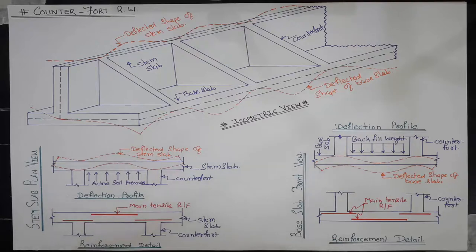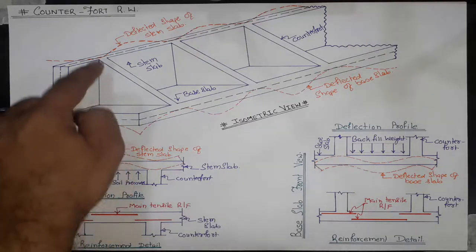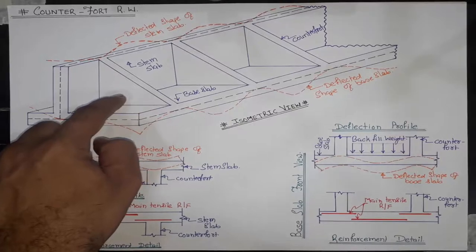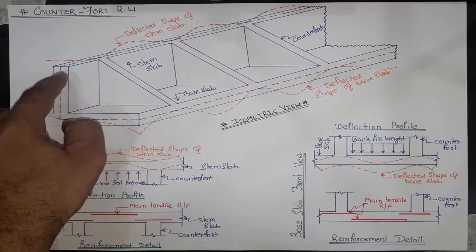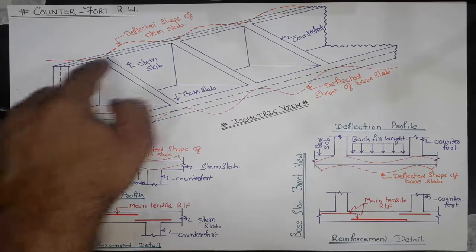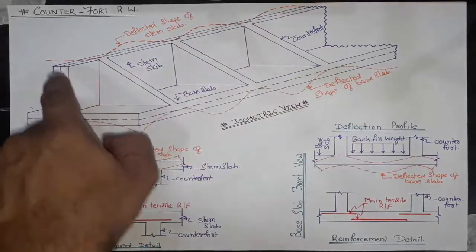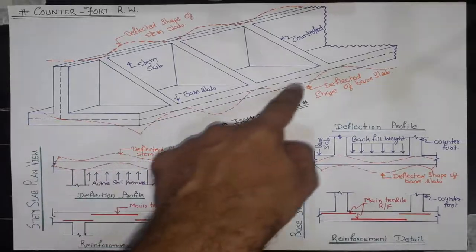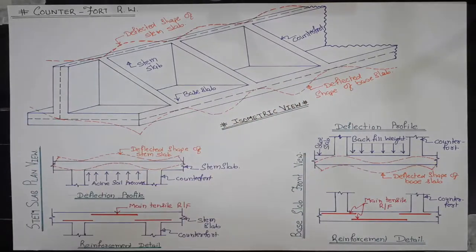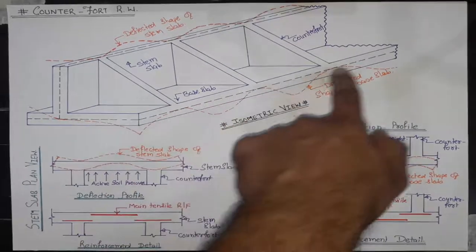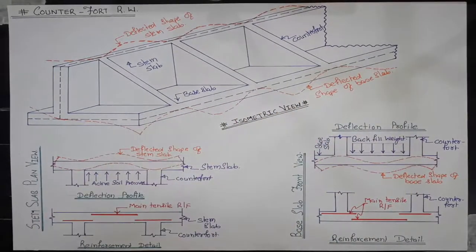The counterfort acts as a tension member to support the stem and reduces the bending moment in it. It also provides support to the heel slab and reduces the bending moment in it also. Generally, the counterforts are spaced at an interval of 1/3 of the height of the wall.